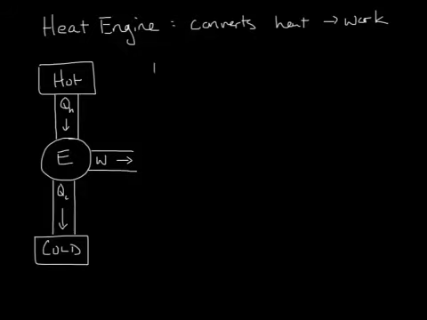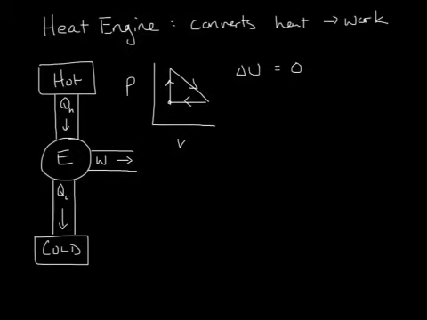And remember, for an engine, that if we look at a pressure volume diagram, it's always a cyclical process. Could be something like this. It will always be clockwise. And remember that we always start and end at the same position, which means delta U has to equal 0.